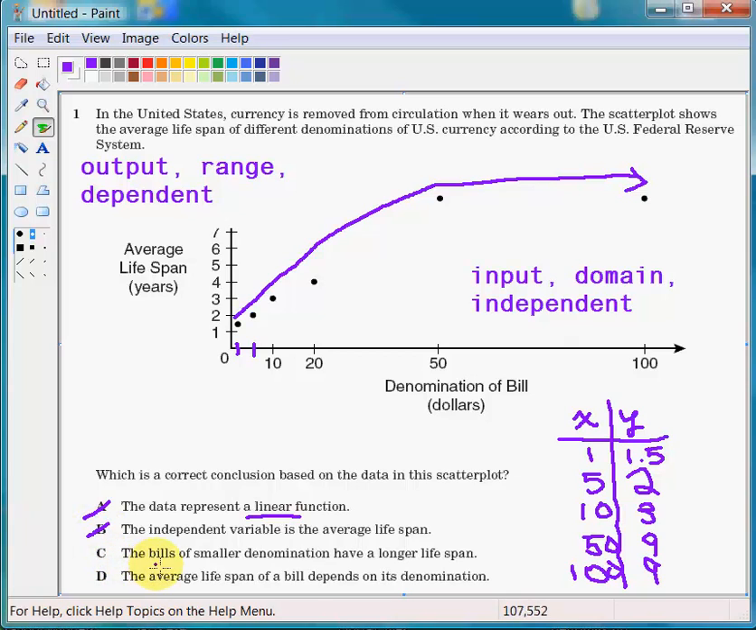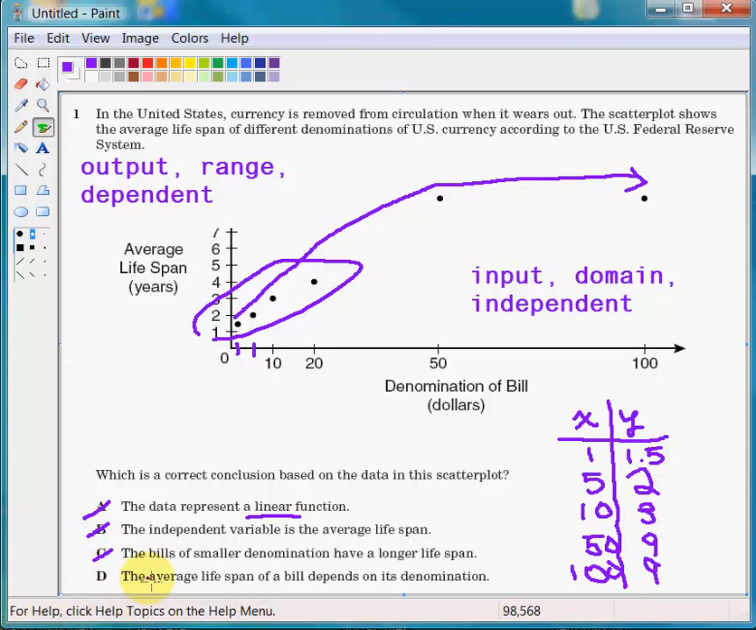C, the bills of smaller denomination have a longer lifespan. Oh, we looked at this also. Smaller denomination, that's these in this area. And I can see we already talked about it, they don't last as long. The $100 bill and the $50 bill last 9 years. These did not last long at all. So no, not that one.